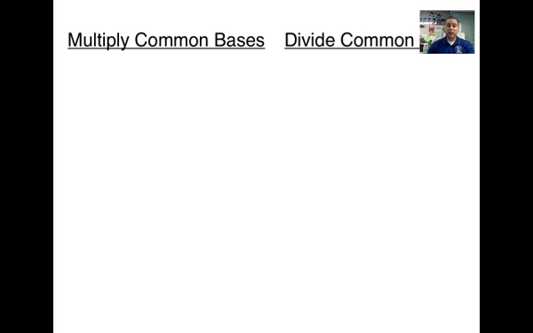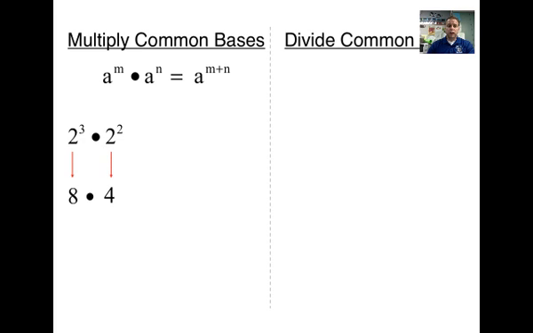Let's compare multiplying common bases with dividing common bases. Remember, when the bases are the same and you're multiplying, you add the exponents. So if I have 2 to the third power times 2 to the second power, the bases are the same and they're multiplying, so I go 3 plus 2. 2 to the third is 8, 2 to the second is 4, and 8 times 4 gives us 32. In other words, 3 plus 2 gives us 2 to the fifth, which is 32.